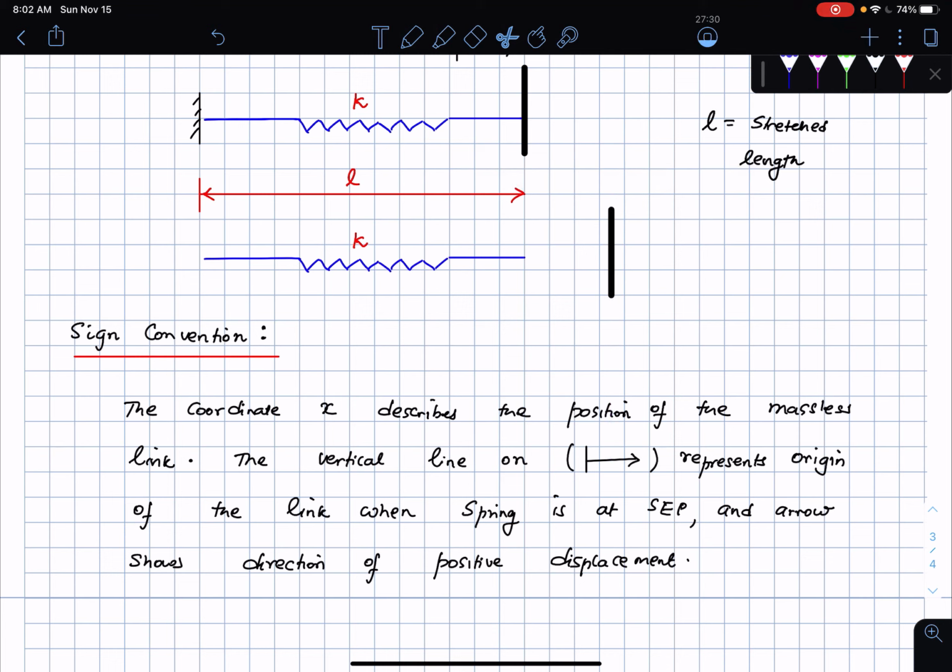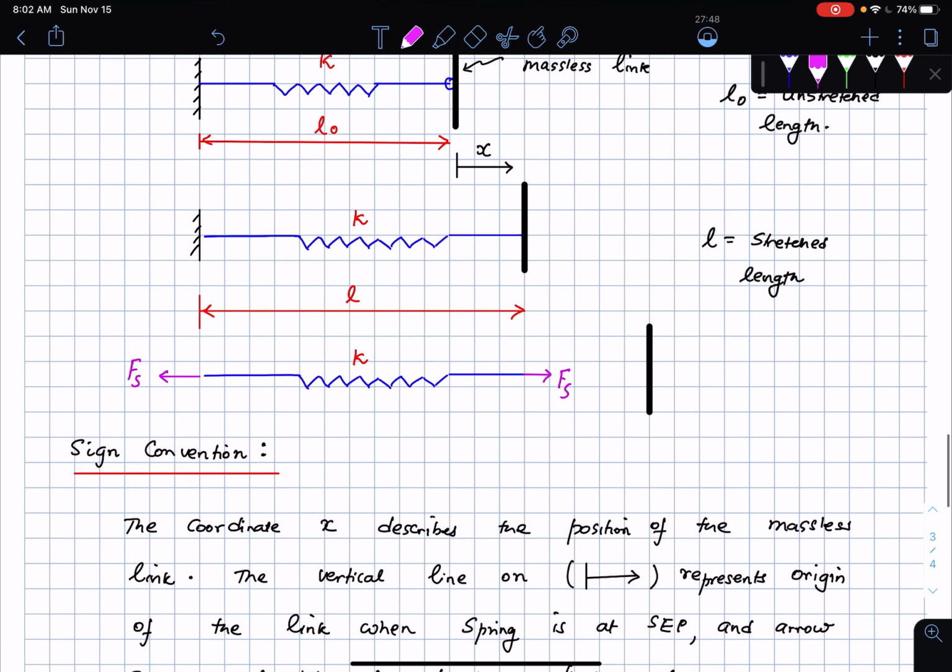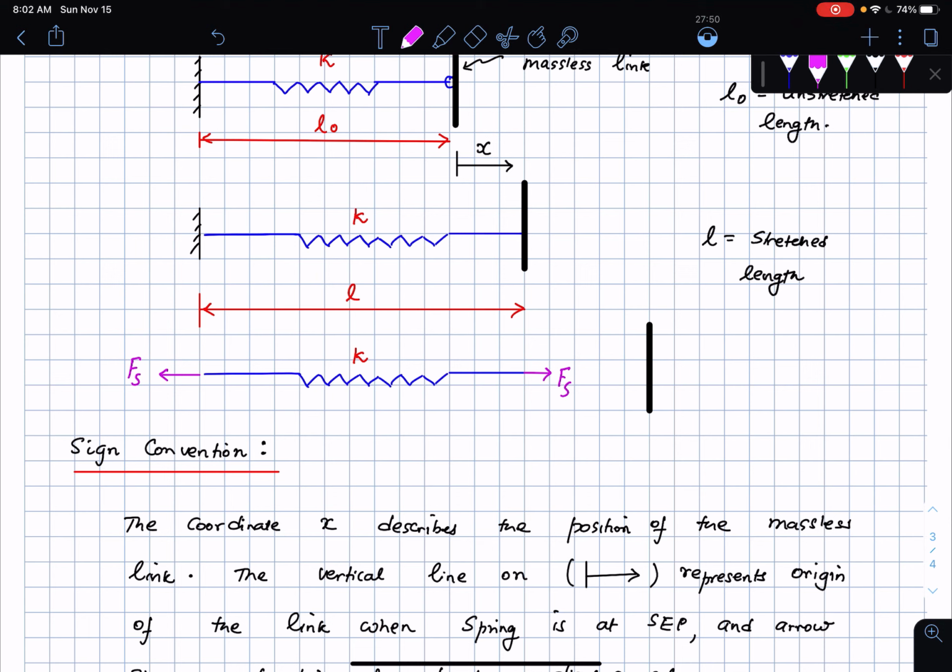Now I'm going to have a force acting at either end of the spring. I'm calling this the restoring force. So this is Fs, and this is also going to be the same force, Fs. The link is going to have an equal and opposite force acting on it. What I'm saying is that the link is being pulled by a force. Obviously, as I'm displacing the link, I'm applying a force F. So this is an applied force.